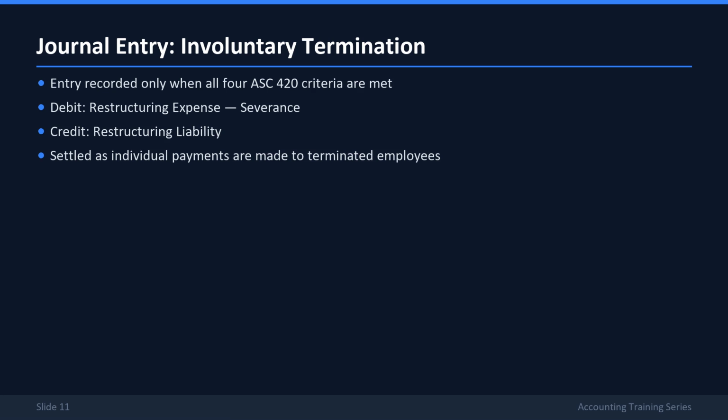Once all four ASC 420 criteria are satisfied, the journal entry is a debit to restructuring expense, typically labeled as restructuring expense severance, and a credit to restructuring liability. This entry should not be recorded earlier, even if management has approved the plan internally, because the communication to employees is a required condition. As individual severance payments are made, the liability is reduced with a debit to restructuring liability and a credit to cash. A roll forward of the restructuring liability by category is required in the financial statement disclosures.